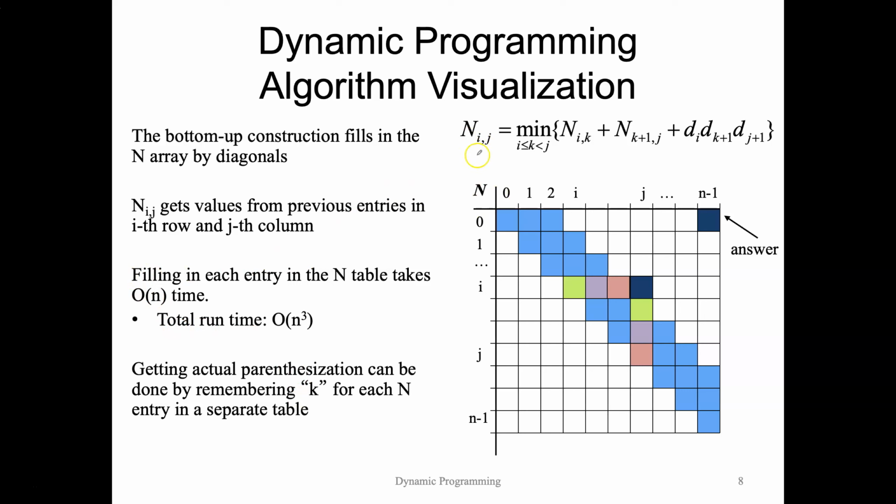i represents our start here. So this is our starting matrix. So we're multiplying at A sub i, and we're ending at A sub j.